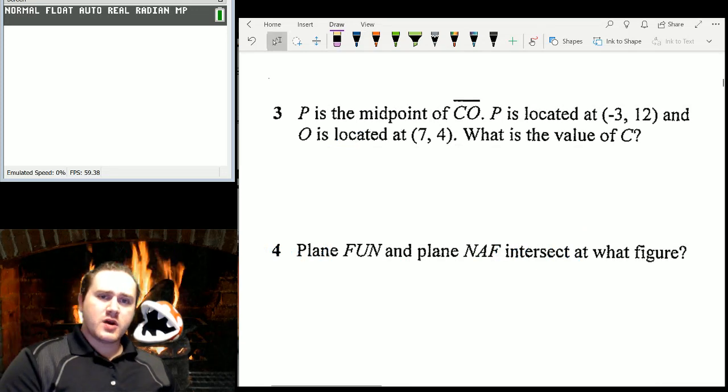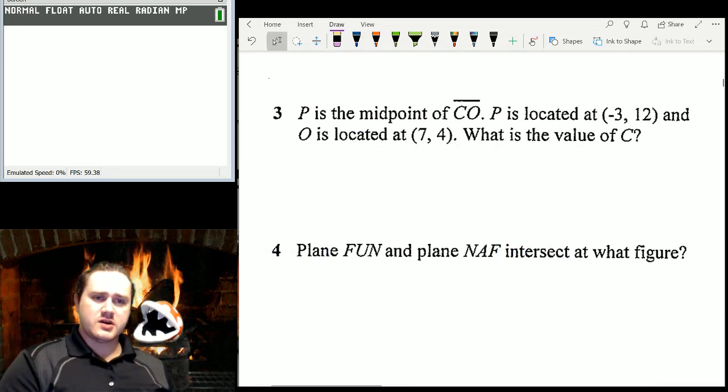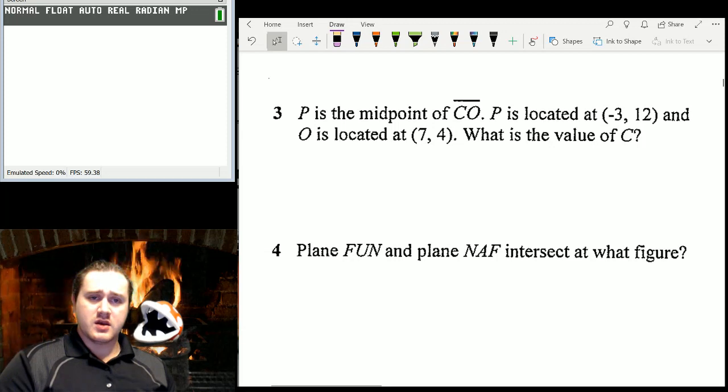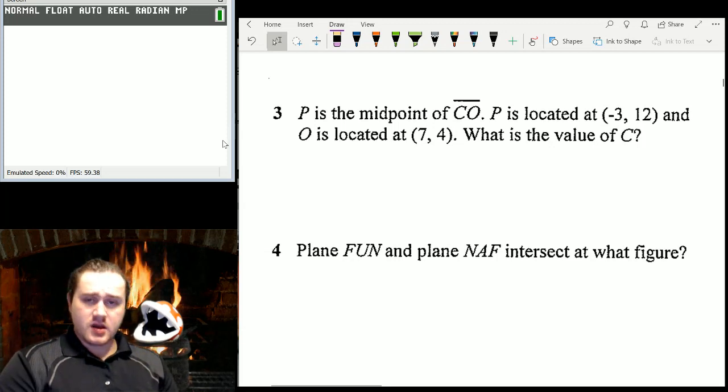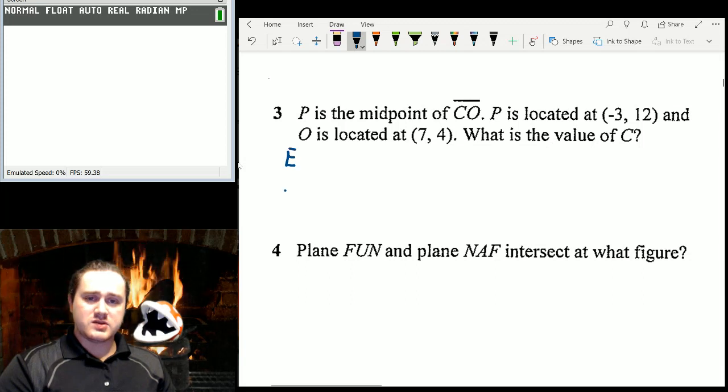Alright, so problem 3 says P is the midpoint of CO, and it has P located at -3, 12 and O located at 7, 4, and wants to find the value of C. So for this one, you could use the midpoint formula. Again, an easier method on this would be setting up a logical method. We know that the midpoint is between the 2 endpoints, so if I set this up, say endpoint, midpoint, endpoint, I'm just going to start labeling things and figure out how one goes to another and then logically conclude the next part. So P is the midpoint.